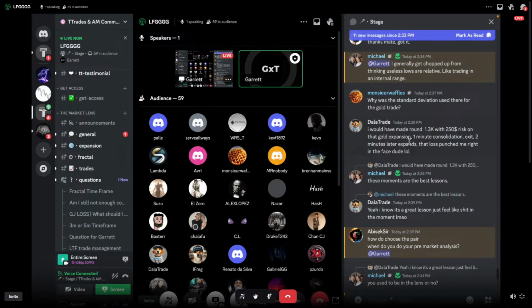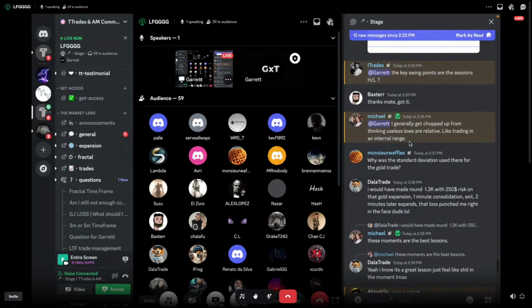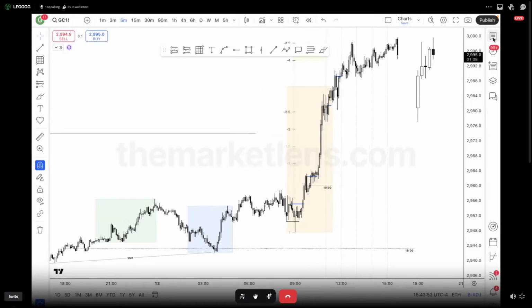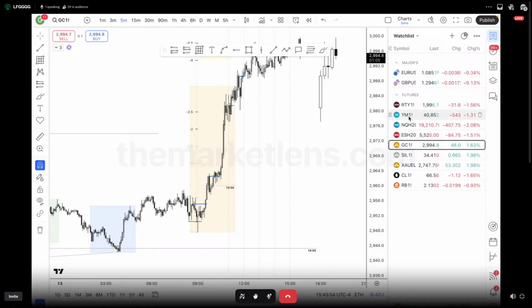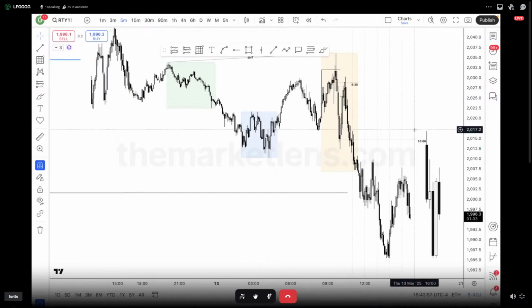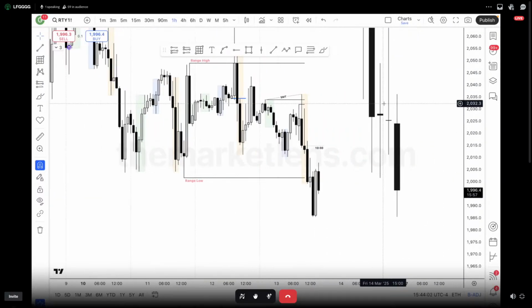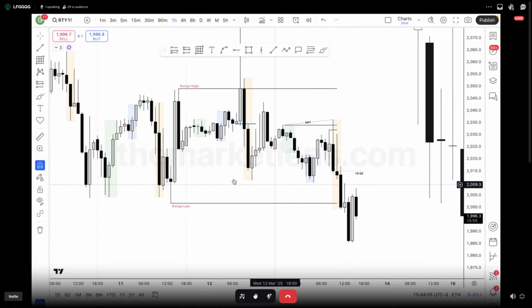I generally get chopped up from overthinking, unless those are relevant. Yeah, trading internal to a range where it's just consolidation is dangerous. So I technically am trading within consolidation today, my RTY trade. I'm definitely trading within consolidation. If you look here, pretty consolidative in a way, especially in NQ and ES. In ES it's a little bit more shitty, like the price action is a lot harder to navigate.